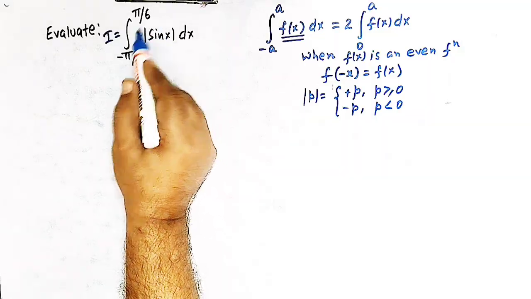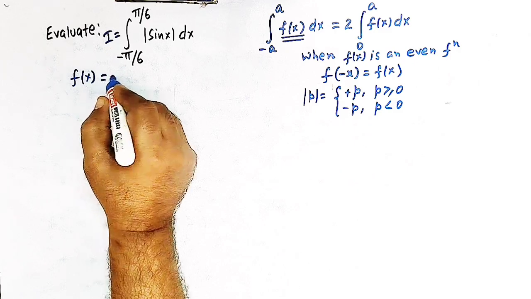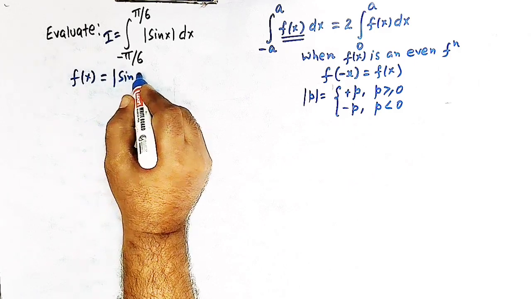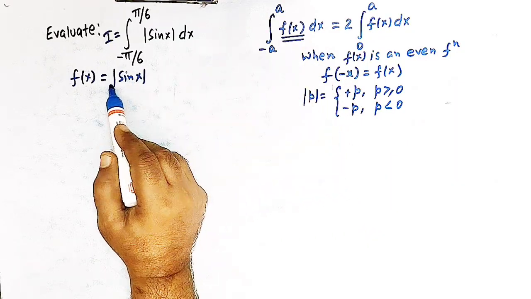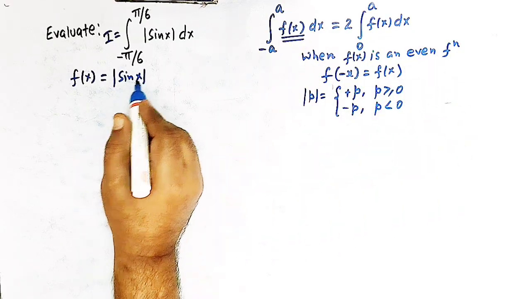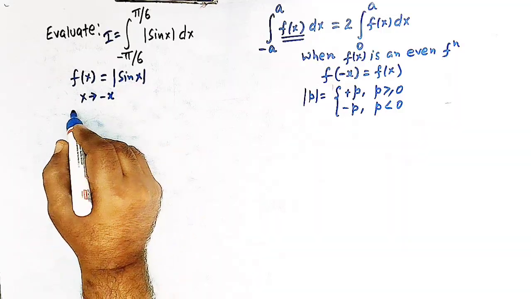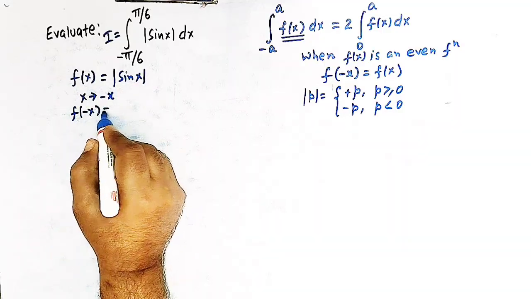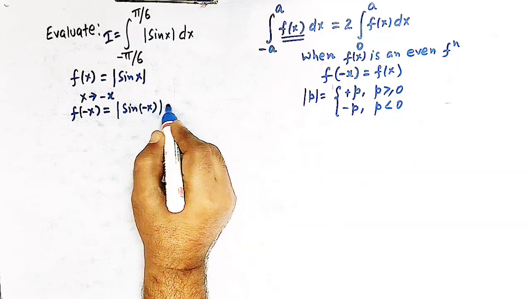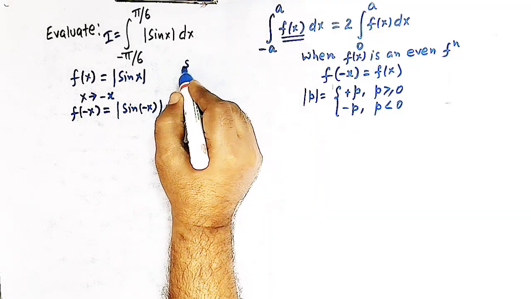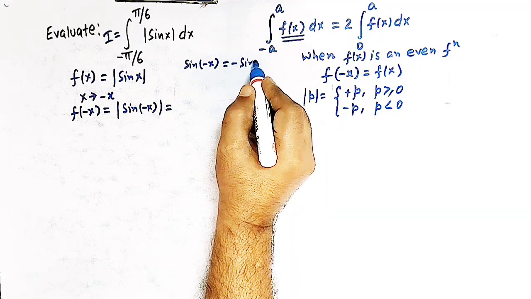Now see, here we have the integrand mod of sine x. So let us take f of x is equal to mod of sine x. So first we'll prove that this function mod of sine x is an even function. So replacing x by minus x in this function, we have f of minus x is equal to mod of sine of minus x. And from trigonometry we know that sine of minus x is equal to negative of sine x.